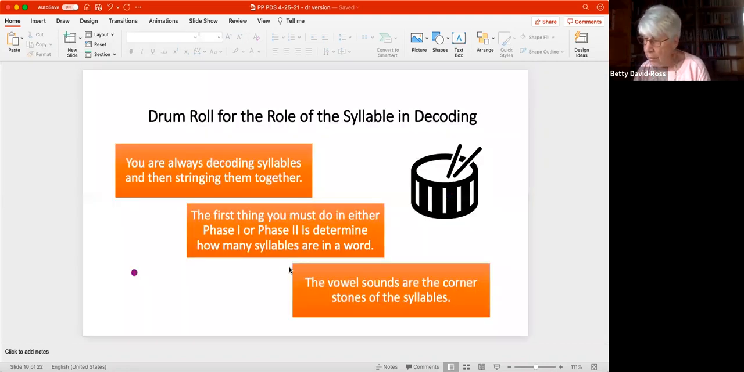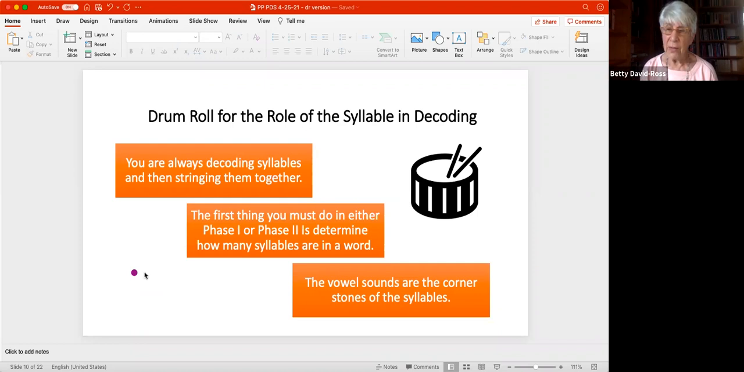Okay, now I'm going to start covering how to deal with multisyllabic words. Let's have a drum roll for the role of the syllable in decoding. Okay? You're always decoding syllables and then stringing them together. So you're always decoding one syllable and stringing the bunch together. And the first thing you must do, either in phase 1 or phase 2, is determine how many syllables are in a word.